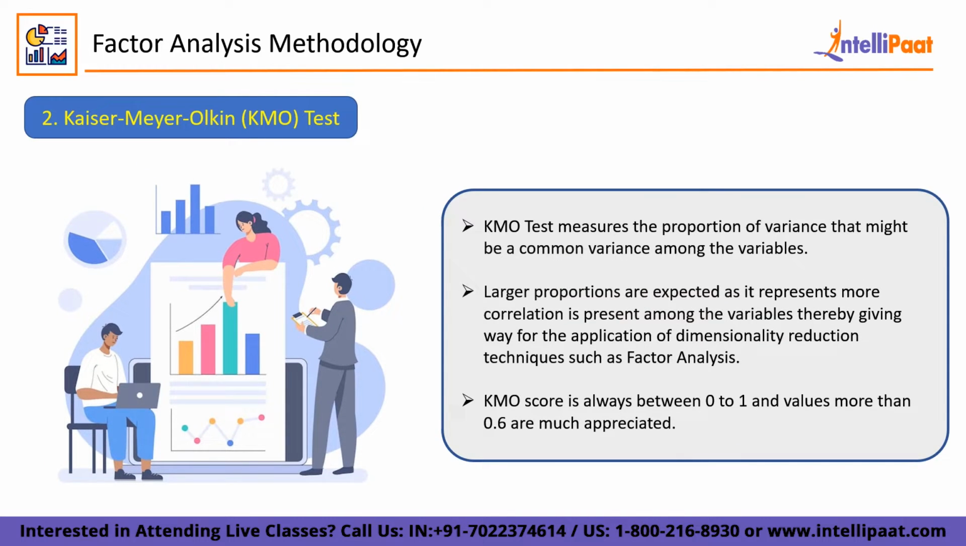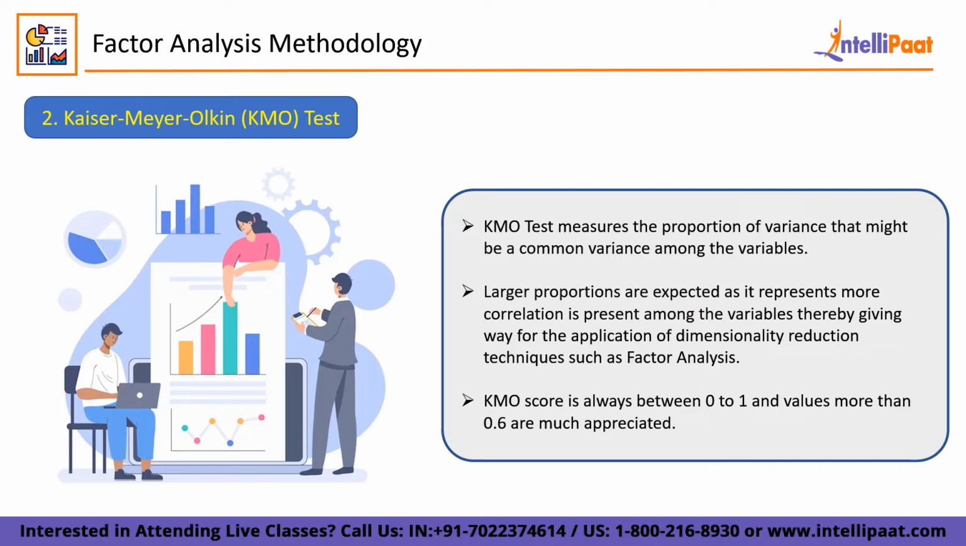KMO test measures the proportion of variance that might be a common variance among the variables. Larger proportions are expected as it represents more correlation is present among the variables, thereby giving way for the application of dimensionality reduction techniques such as factor analysis. KMO score is always between 0 to 1 and values more than 0.6 are much appreciated. We can also say it as a measure of how suited our data is for factor analysis.